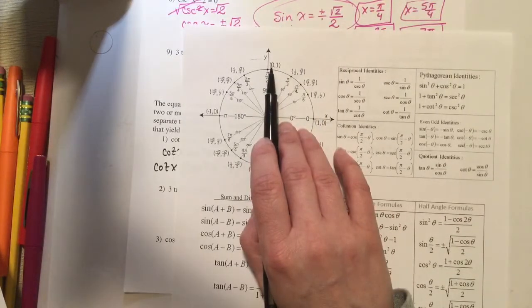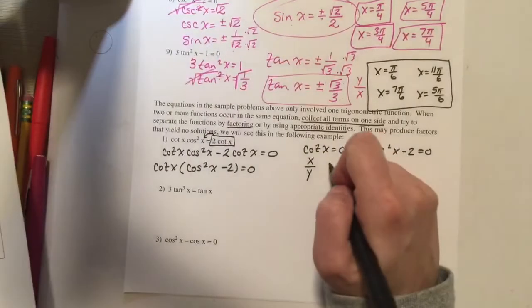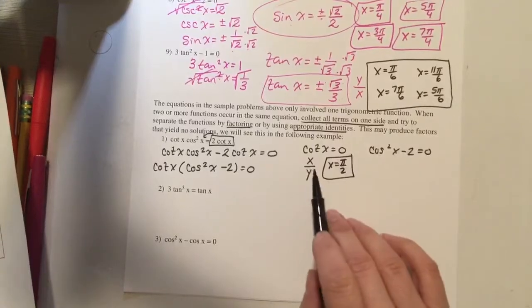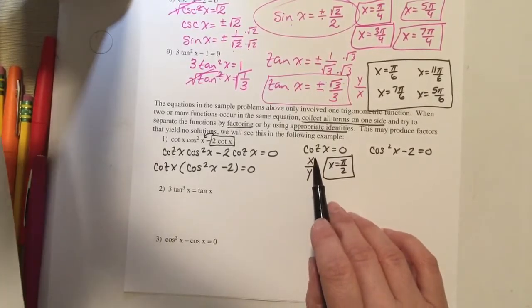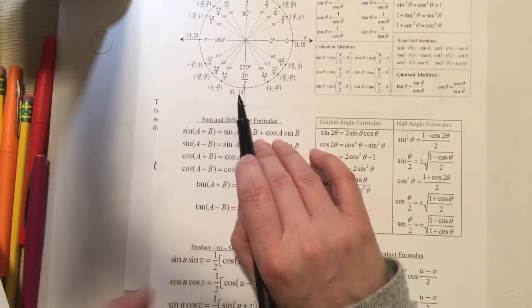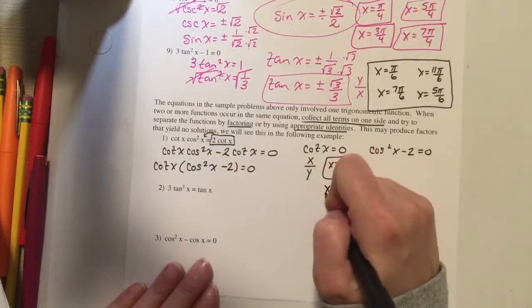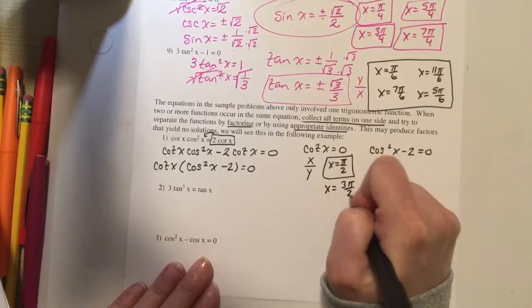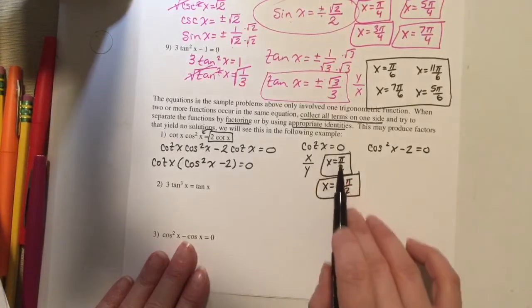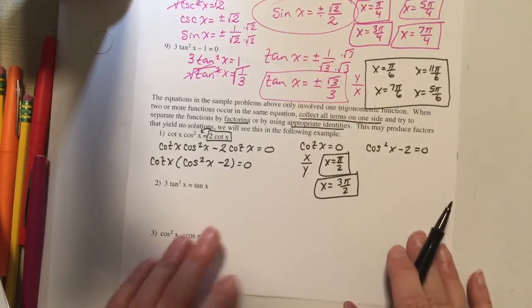So here, pi over 2. X over y, 0 divided by 1 is 0. So one solution is pi over 2. We want to look and see if there's another location where x divided by y is 0. And if I make it all the way down to 3 pi over 2, 0 divided by negative 1 is 0, so x equals 3 pi over 2. Okay, so I was able to find two solutions for the cotangent of x equals 0.